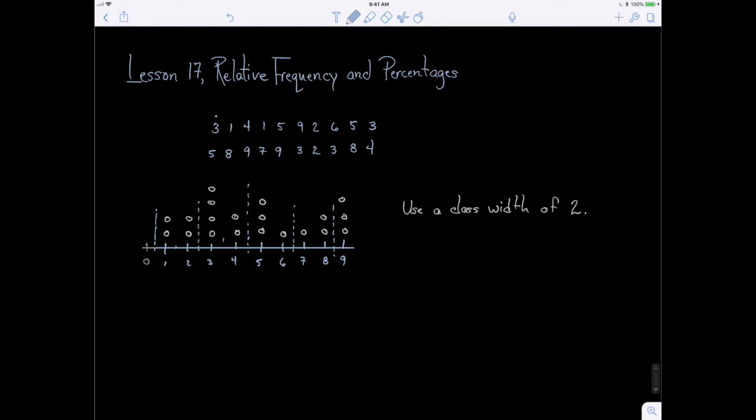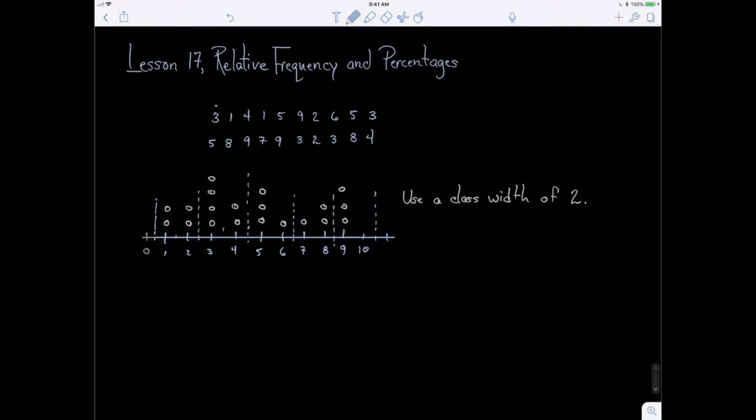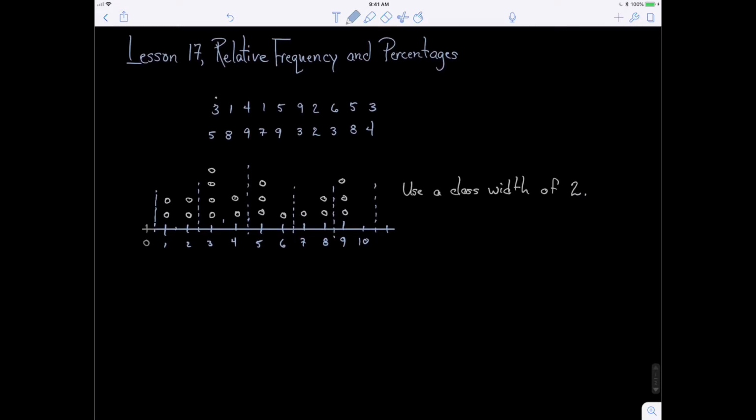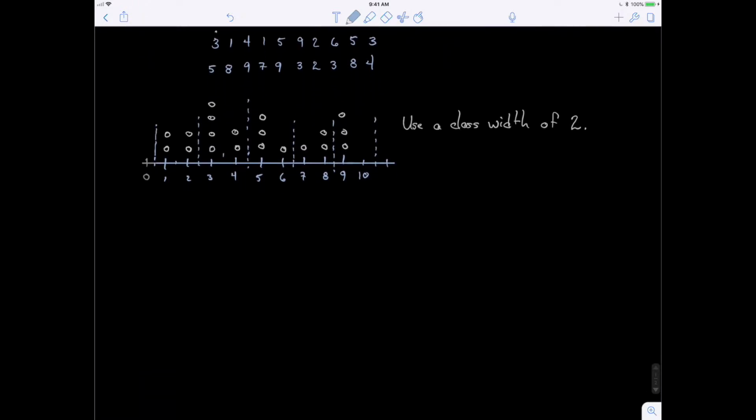And then notice I'm going to need to extend this out just so that my last one is also of width 2. So here's a 10, and I could even take this out again to an 11. And my next divider is going to go between the 10 and the 11. So now I have everything I need, and I can use this to make my histogram to represent my data. So let's do that.